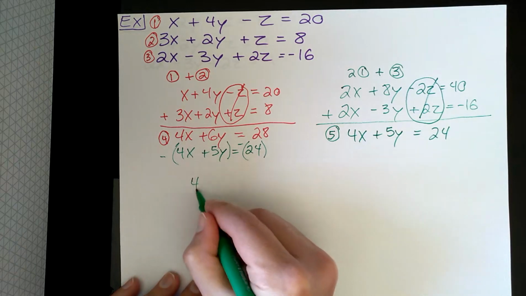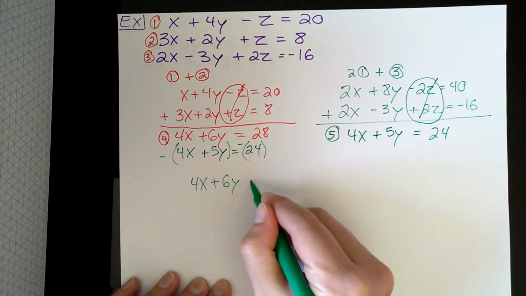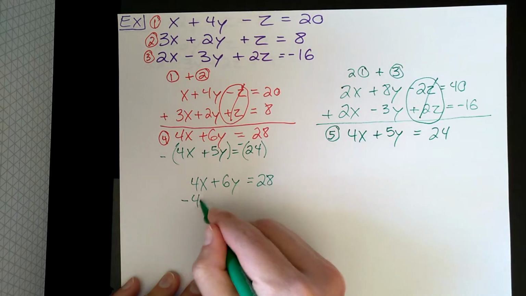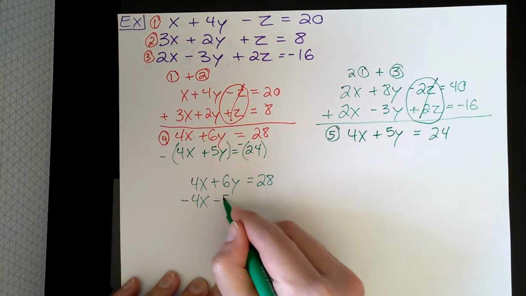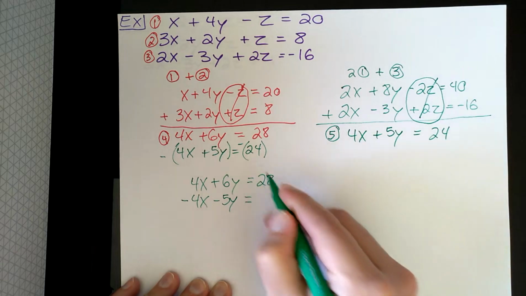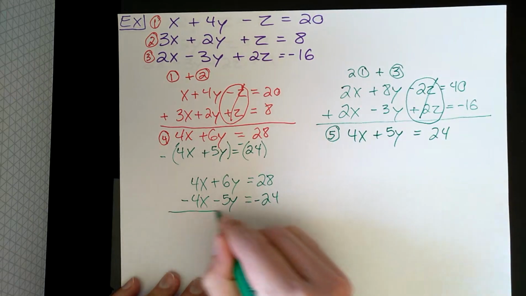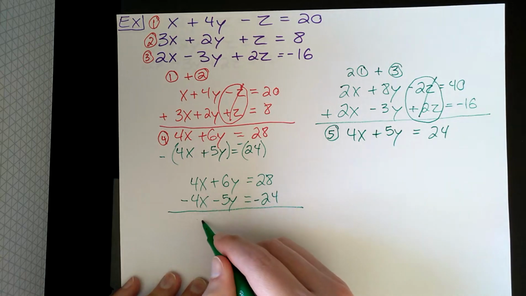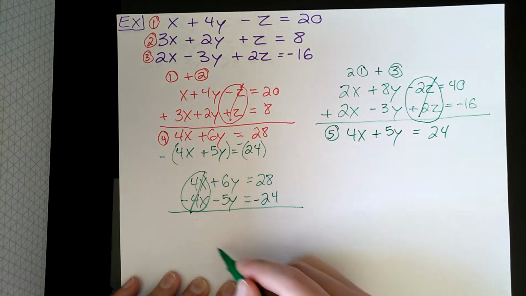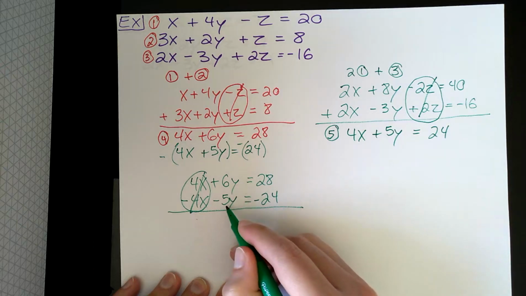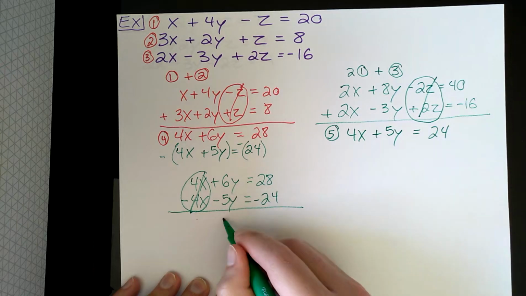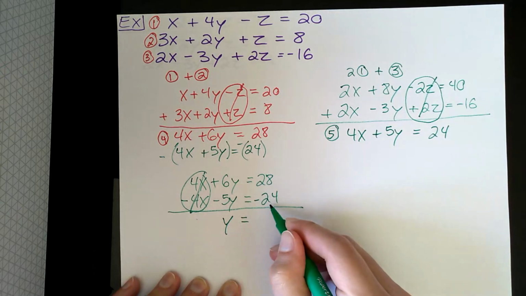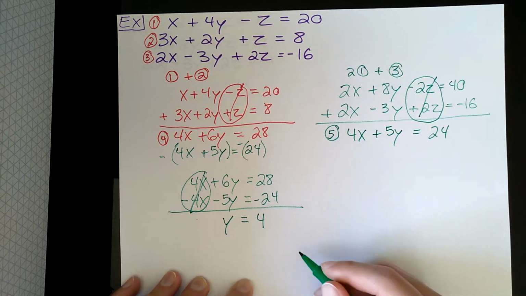So we get negative 4x minus 6y equals negative 28. And in the bottom equation, we have 4x plus 5y equals 24. Combining these terms, 4x minus 4x gives us 0. They cancel out. Negative 6y plus 5y gives us just negative y.